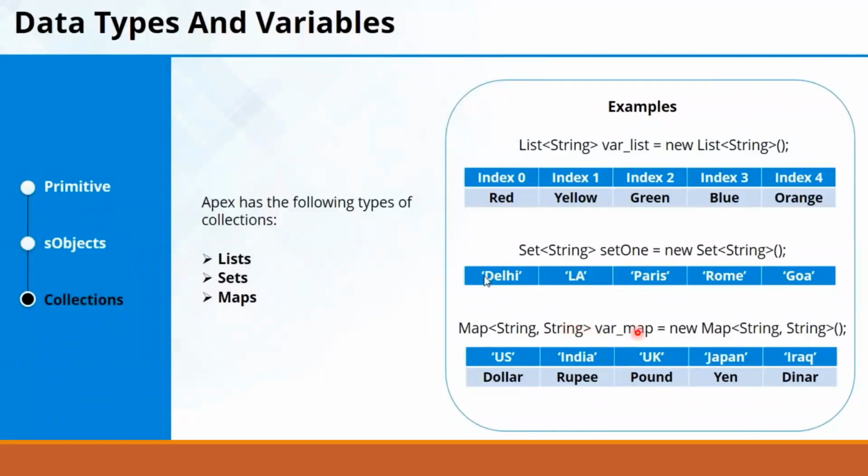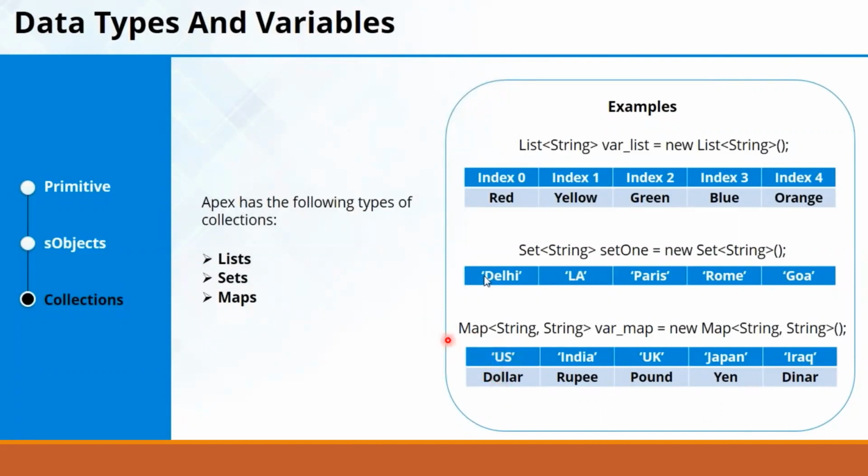On the key value pair, we will put the values. For example, this is my map. What is my key? US. US is a country name, and dollar is their currency. Similarly, India is my country name and rupee is my currency. UK is my country name, pound currency. Similarly, Japan and Iraq have yen and dinar currency. So this is called my map. Here there is no indexing. There is a key, and on the key we can find the value of that key.